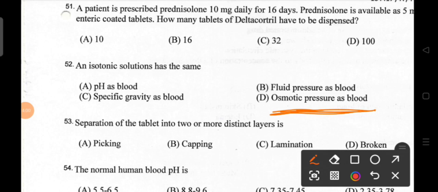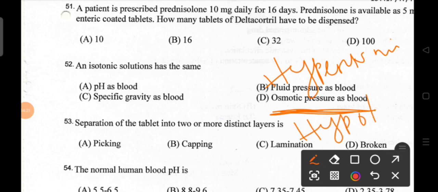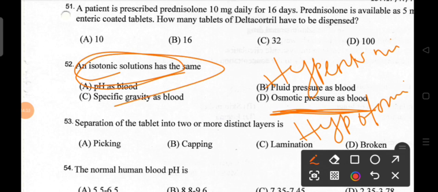If one solution has higher solid concentration, it is known as hypertonic. And if a solution has less solid concentration, it is known as hypotonic solution. So in this case, isotonic means the same solid concentration compared to the other solution. So option number D will be the correct answer.